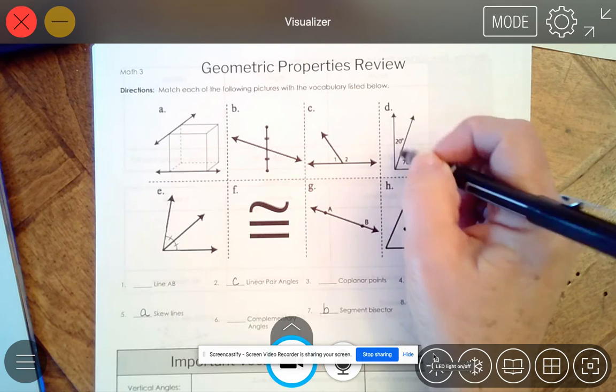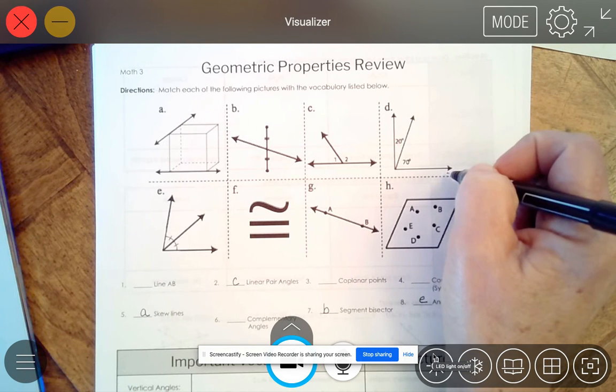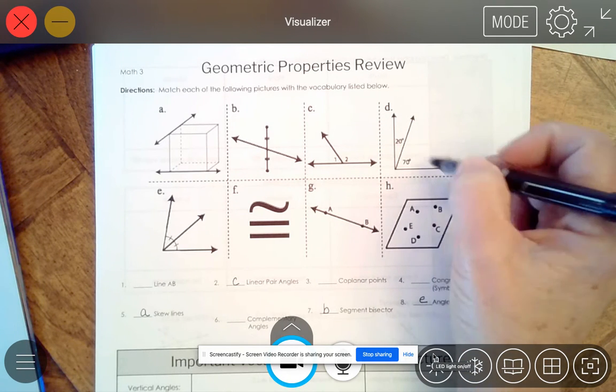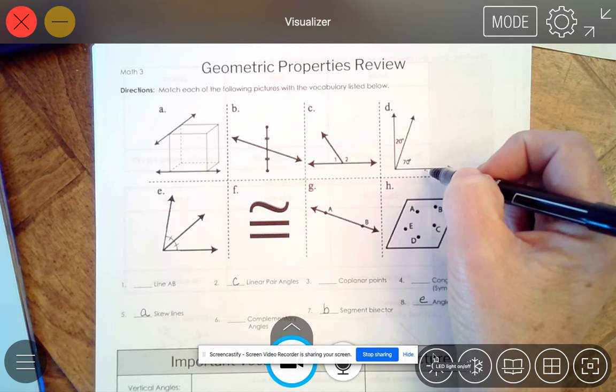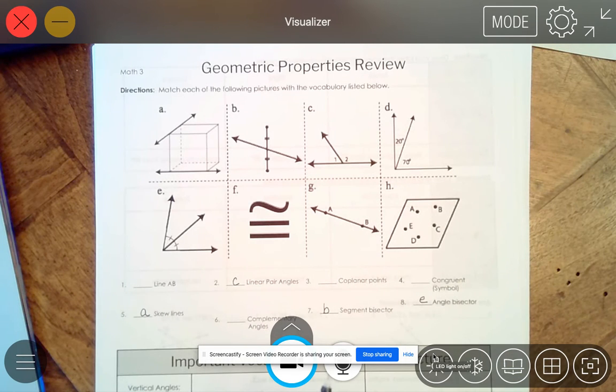So D is going to be complementary angles because they're going to add to 90 degrees. These two angles, when added together, make a right angle. So those are going to be called complementary angles.